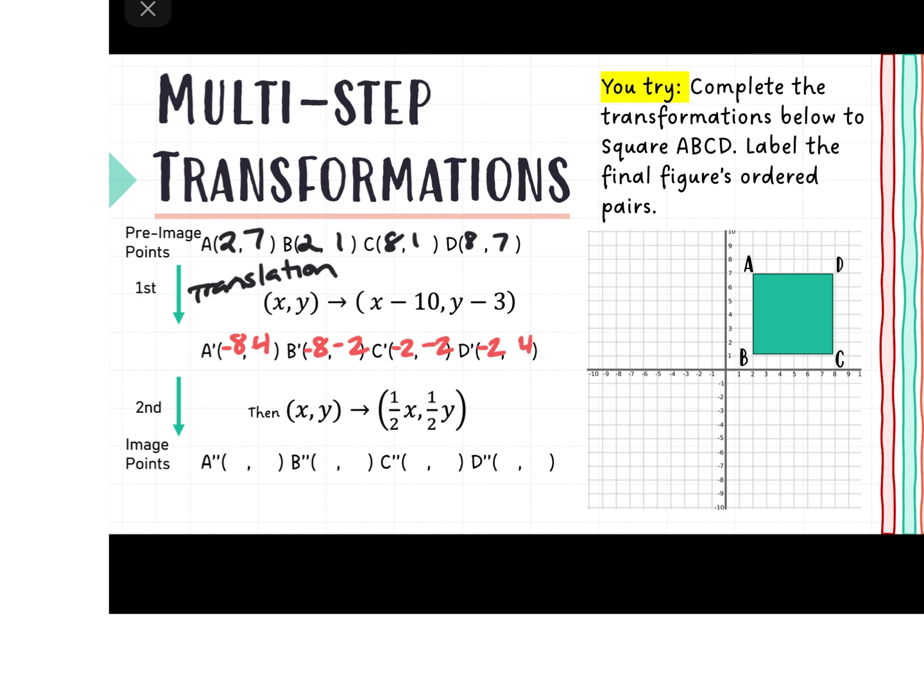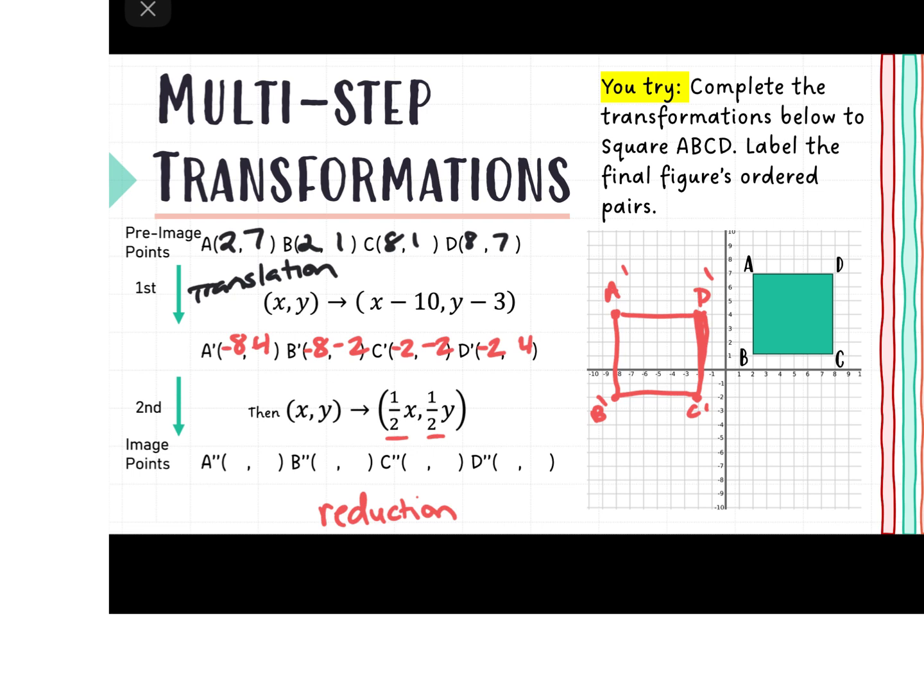Okay, now I'm going to graph these. I'm going to pause the video for a moment, and go ahead and pause yours and graph. Practice. All right, so there is my first image after my translation, minus 10, minus 3. And now I'm being asked to perform a dilation. And since we're multiplying by 1/2, this is a reduction. So I'm making all these ordered pairs smaller now, and I am multiplying by 1/2.